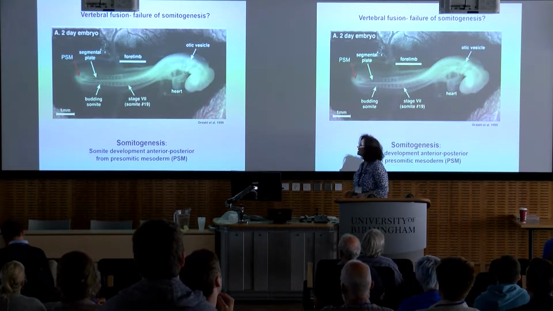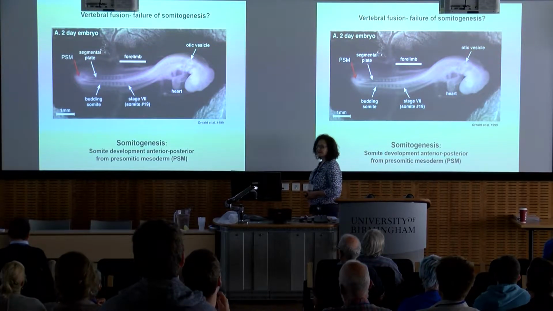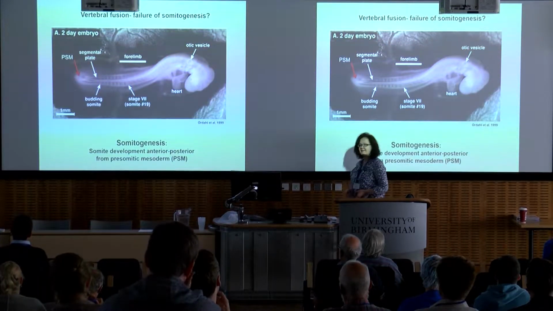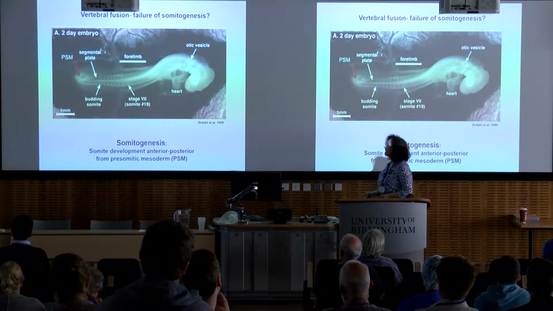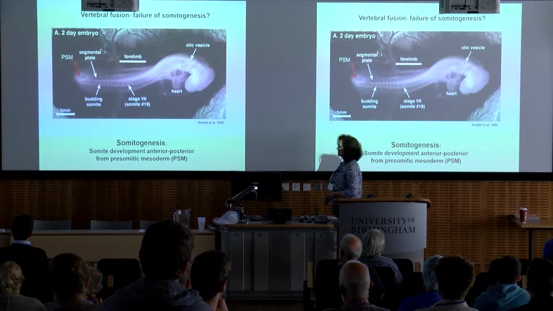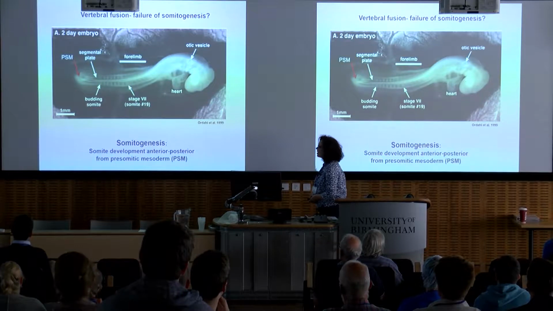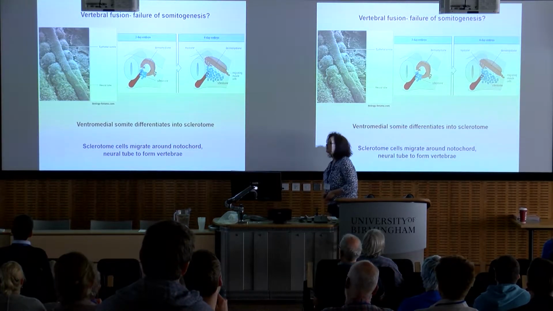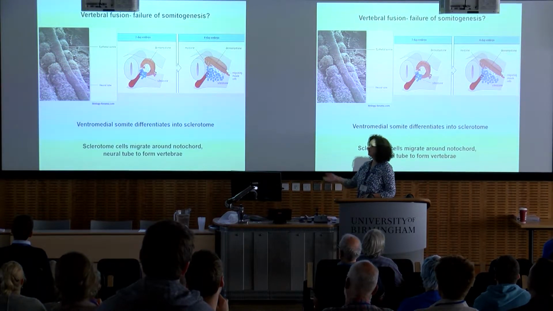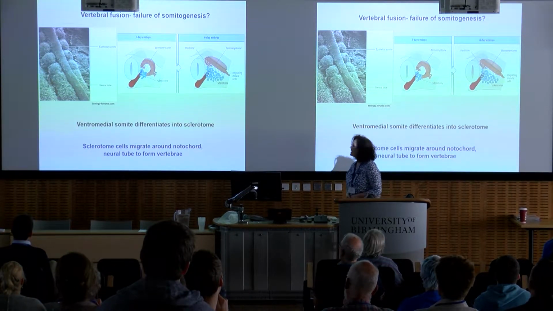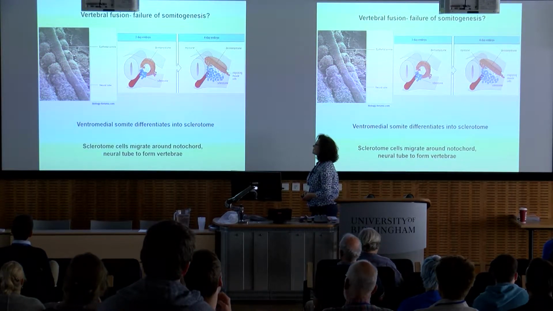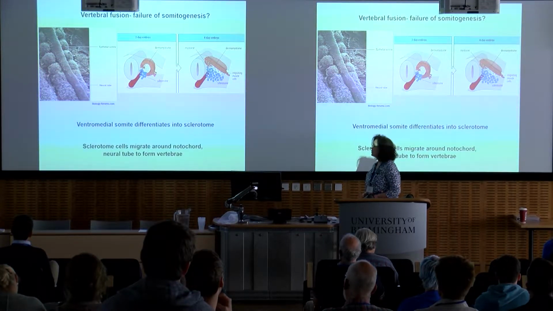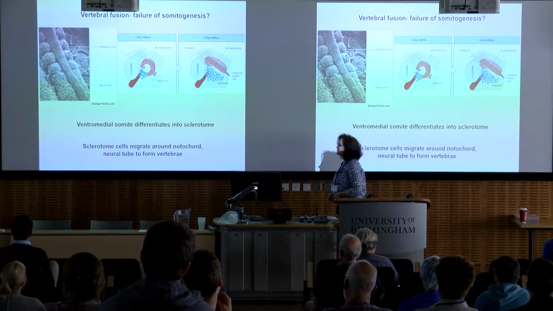First of all, we could have vertebral fusion as a result of a failure of somitogenesis, where somitogenesis is somite development in the embryo from anterior to posterior, from presomitic mesoderm, or PSM, at the caudal end of the animal. The image on the far left shows these somites very nicely differentiating from the presomitic mesoderm. It's the ventromedial somite that differentiates into the sclerotome, and it's the sclerotome cells that migrate around the notochord and the neural tube to form the vertebrae.